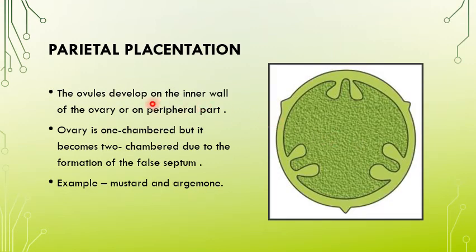The next is parietal placentation. The ovules develop on the inner wall of the ovary or on the peripheral part, means at the side. So this is the peripheral. The ovary is one chambered, but it becomes two chambered due to the formation of a false septum. The example is your mustard.